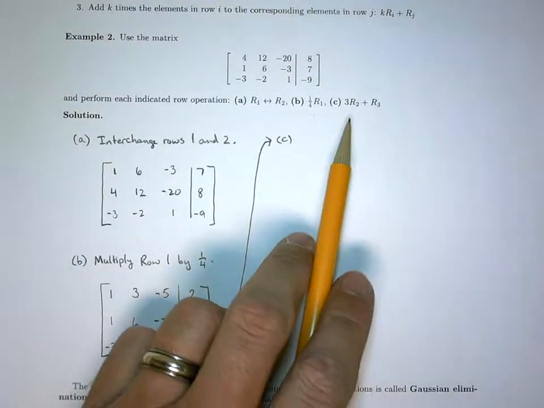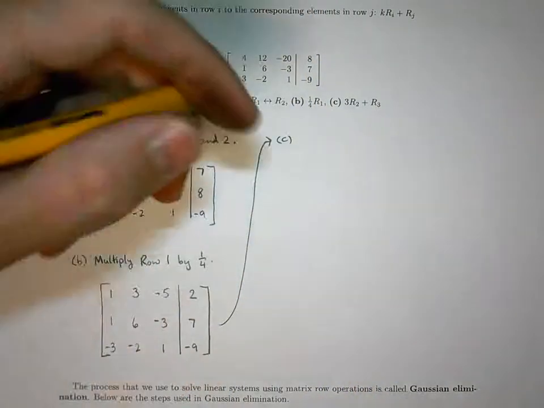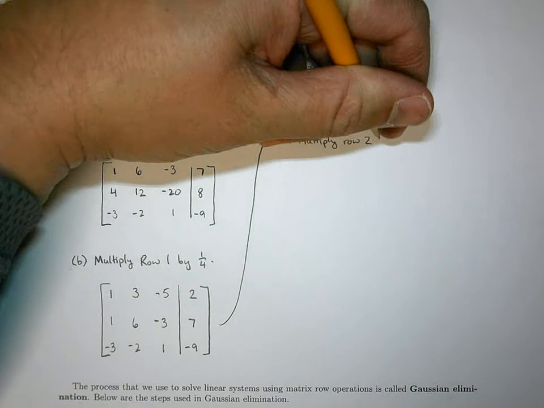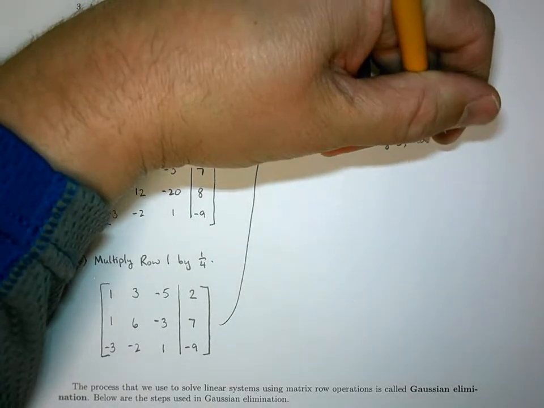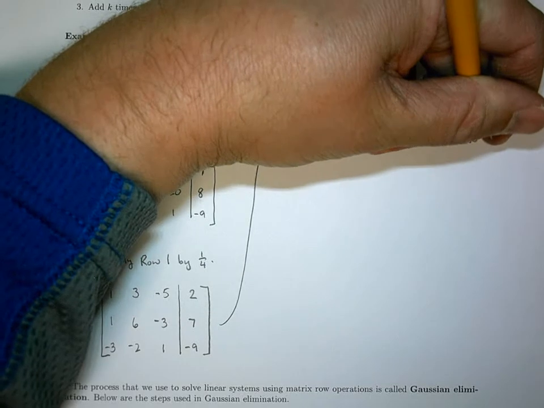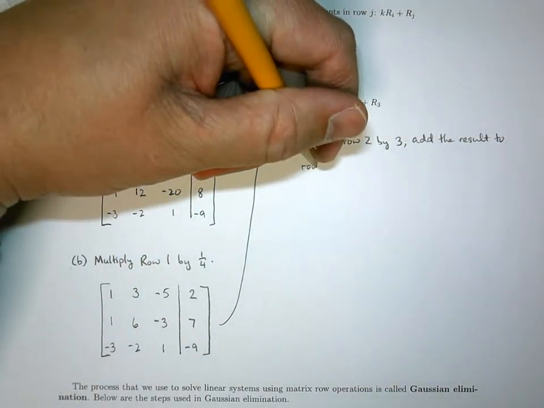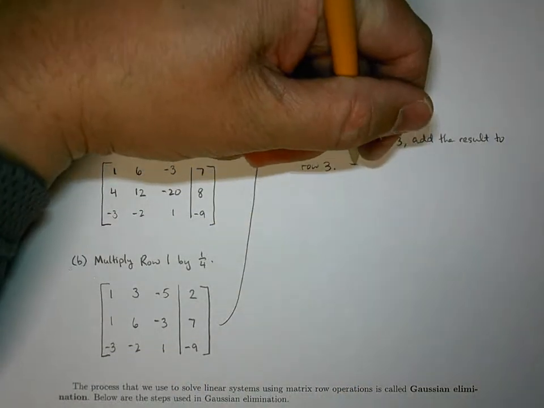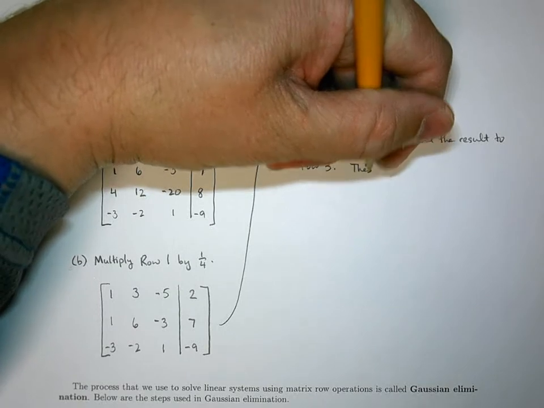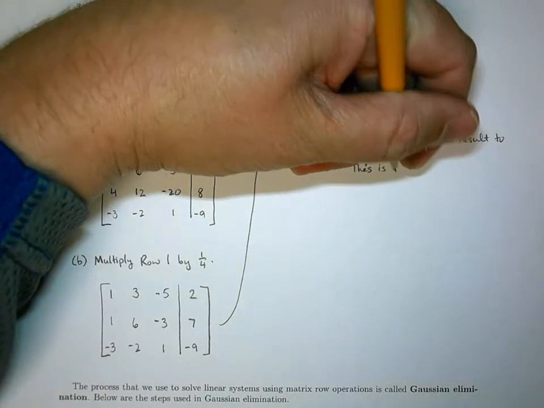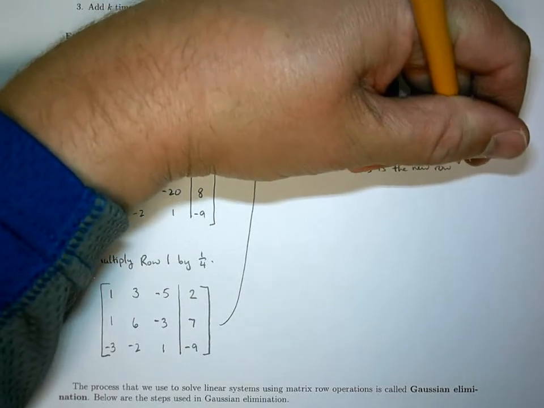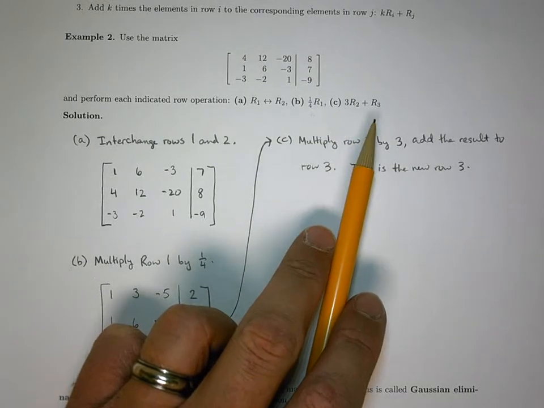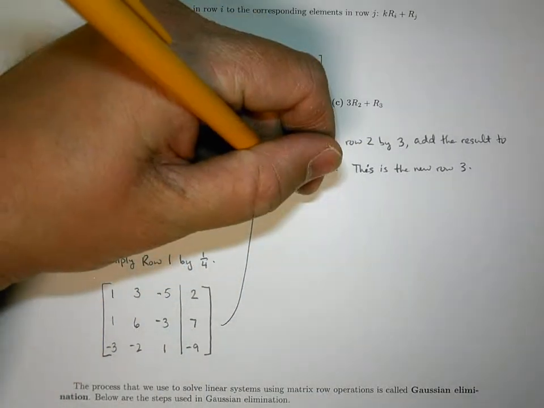In C, we see 3 row 2 plus row 3. In other words, multiply row 2 by 3, and add the result to row 3. Now, one thing that's not said but is happening in the background is that this is the new row 3. So when we write 3 row 2 plus row 3, the implication is that this will replace row 3. So first let's carry out the calculation.